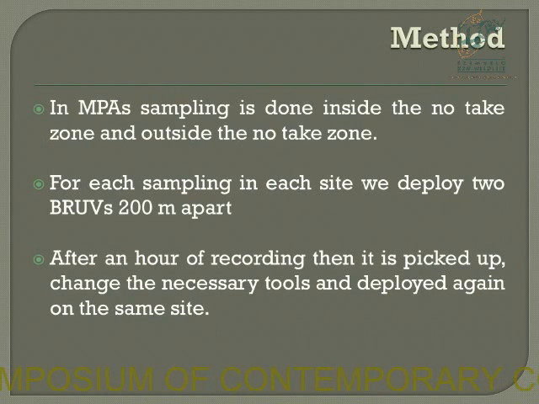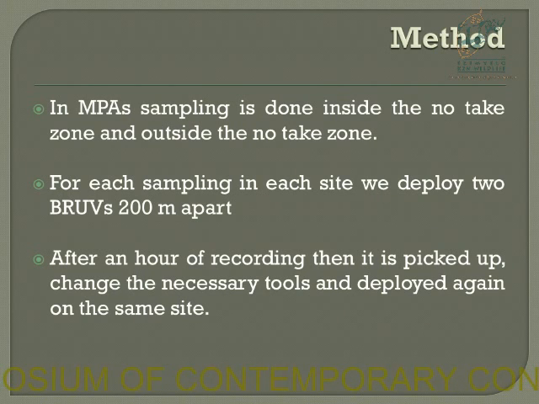The methods that we use for sampling: in the MPAs, we sample in the no-take zone and outside of the no-take zone. For each sampling, we deploy 2 BRUVs. We deploy the first BRUV, and then we deploy another one 200 meters away from that. After an hour of recording, we pick up those 2 BRUVs.